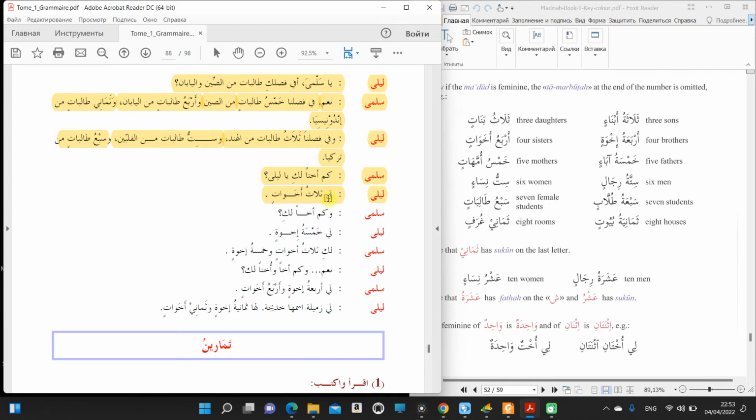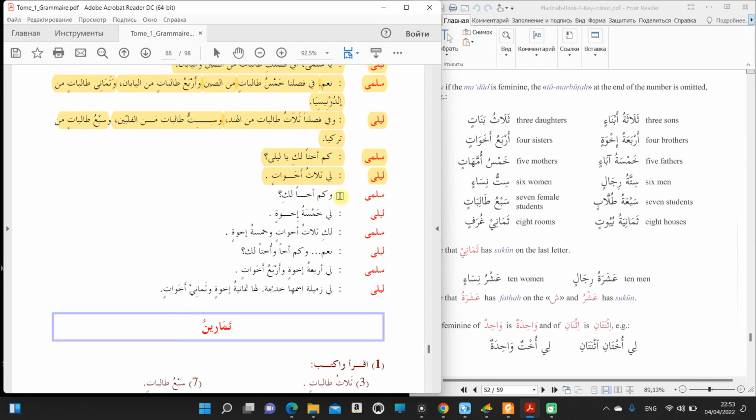In the last lesson, for some reason, I mistakenly said akhawatin instead of ikhwatin. I was meaning to say ikhwatin, which means brothers, but I said akhawatin, which meant sisters, so I made a mistake. Akhawatun, sisters, ikhwatun, brothers. Li thalathu akhawatin, I've got 3 sisters.